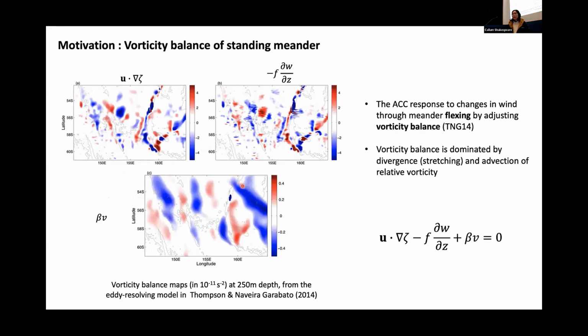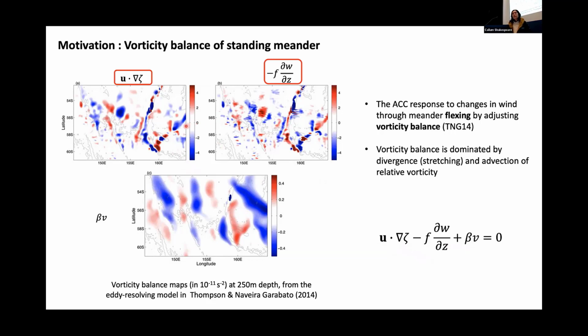The vorticity balance diagnosed in their study was the quasi-geostrophic vorticity balance here. From left to right is advection of relative vorticity, stretching, and advection of planetary vorticity. I'll just call them advection, stretching, and beta v for short. They first plotted the vorticity balance maps at around 250 meter depth. What they found is that the vorticity balance is dominated by advection and stretching, where beta v is one order smaller than the other two. And beta v has a smoother pattern than the leading order vorticity terms.